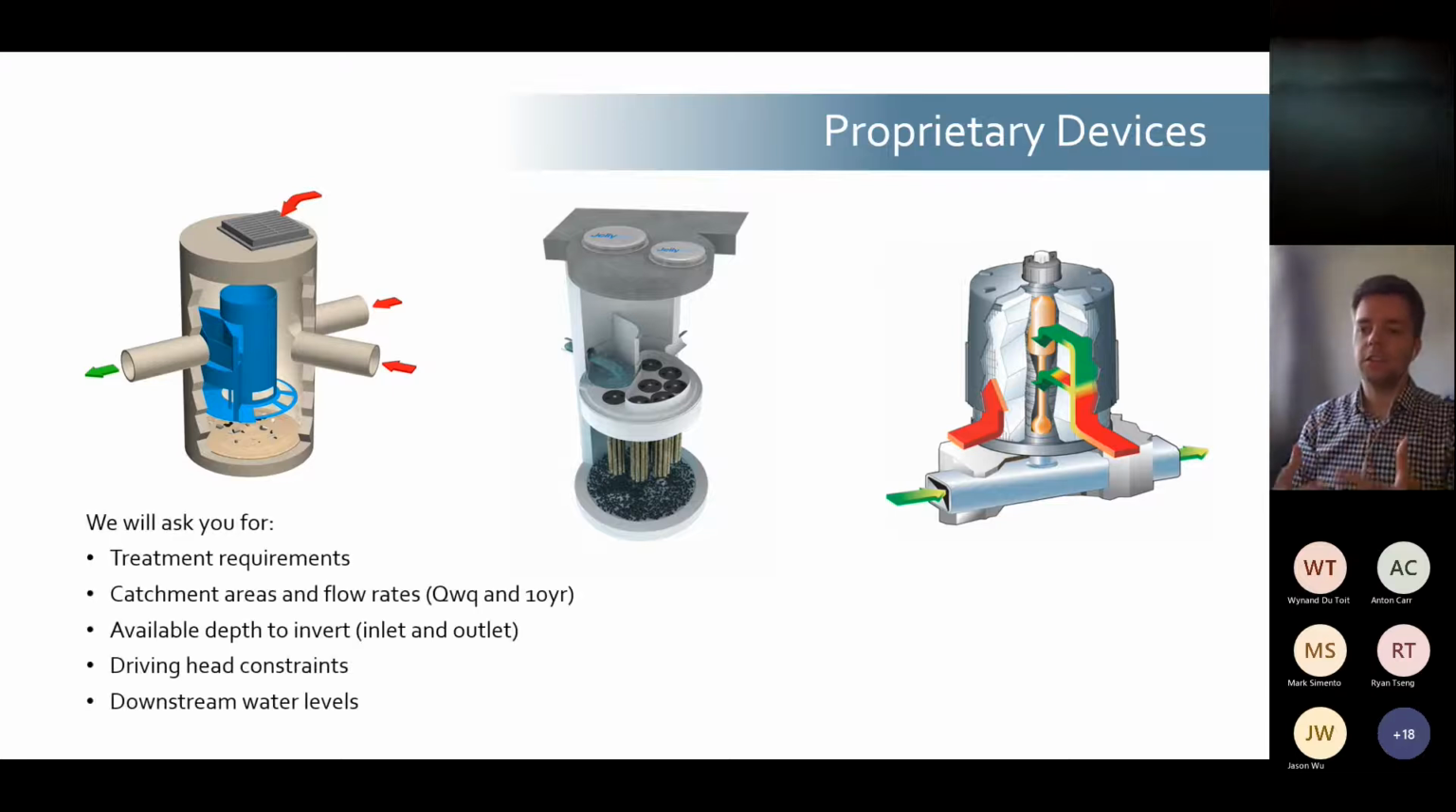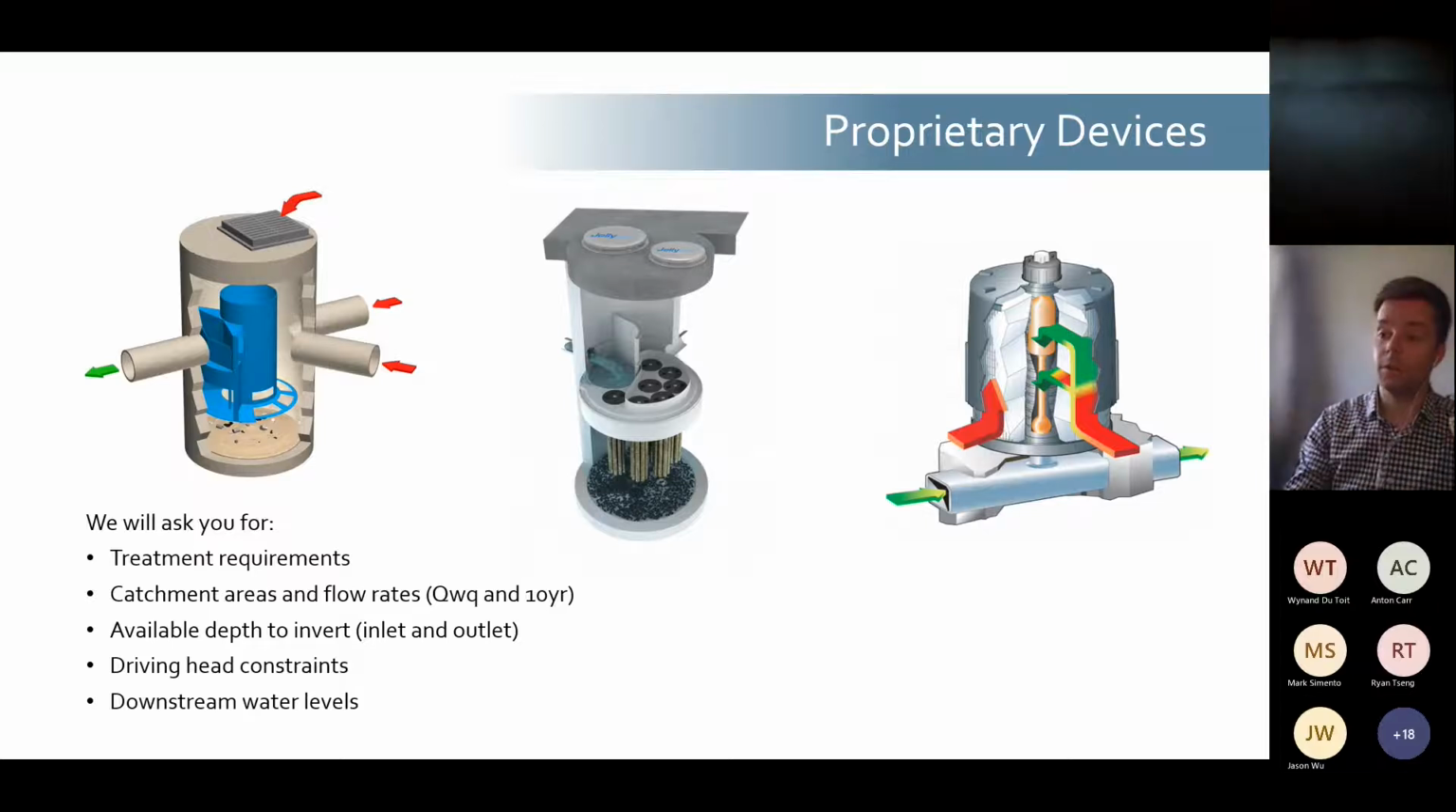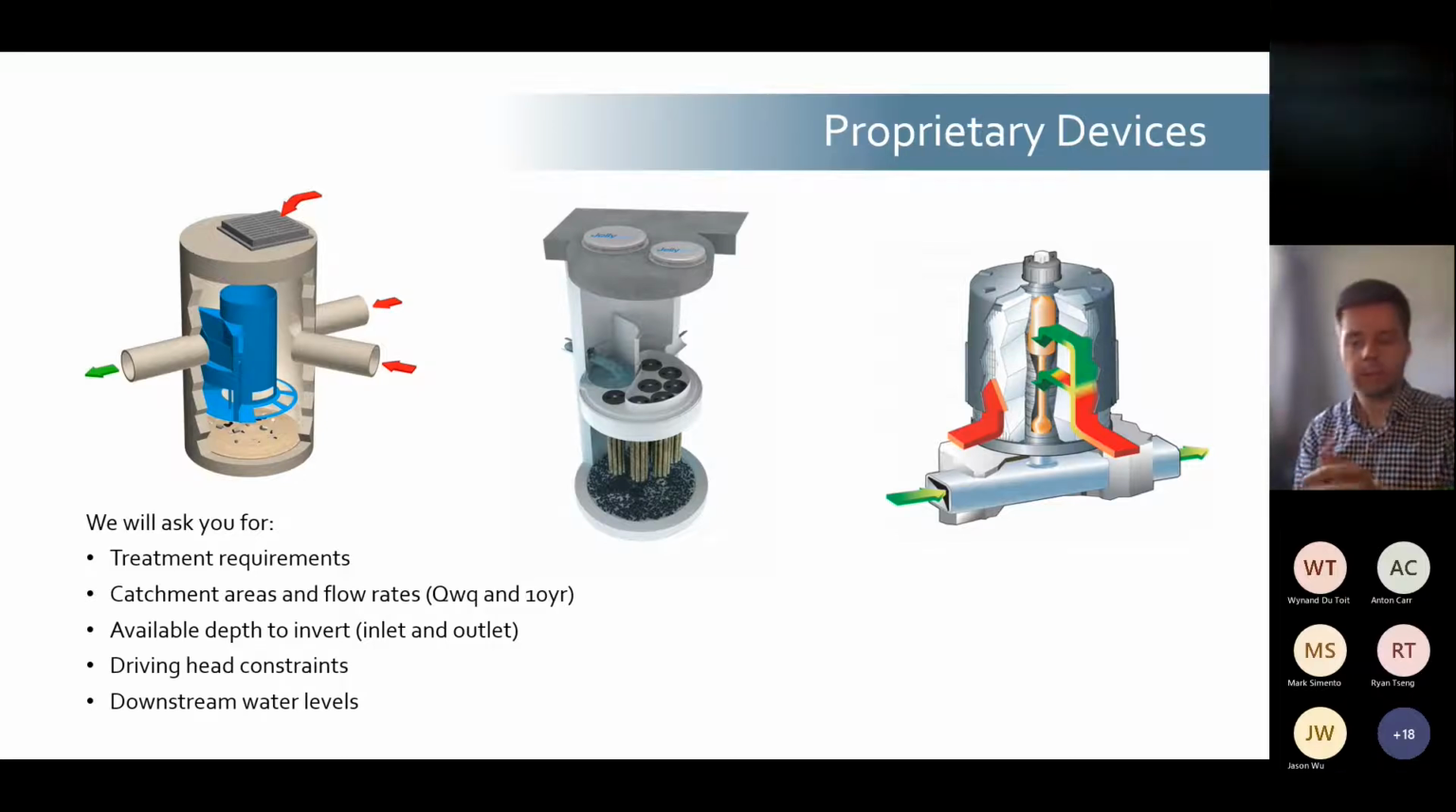At the design stage, we will ask you for the treatment requirements of the site, and that helps us select which device to look for. We'll ask for the catchment areas and the flow rates, both the water quality flow rate and the peak flow rate, and that helps us size the device. We'll ask for the available depth to invert of both the inlet and outlet. We'll ask for driving head constraints and downstream water levels. And the reasons that we ask you for that, rather than simply saying here's a device that works, will become clear.